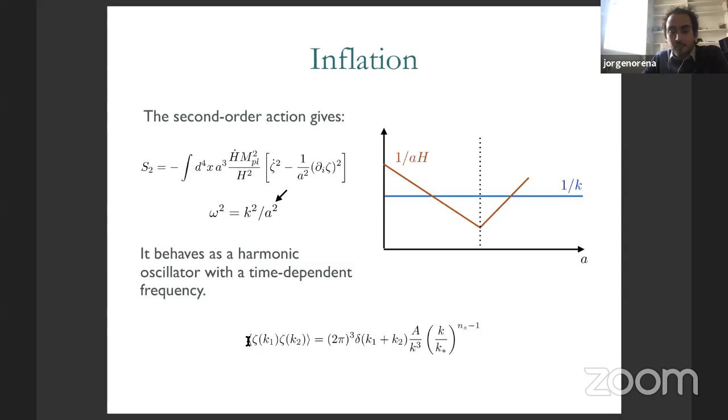So for example, one can compute the two-point correlation function, which is usually parameterized in this way. It's proportional to the Dirac delta of momentum conservation. This is 3-momentum, sorry, I forgot the arrows. We do it at a fixed time. It has some amplitude that one wants to measure, and it goes like a power law. When this number, n_s, is equal to 1, this power law is scale invariant.